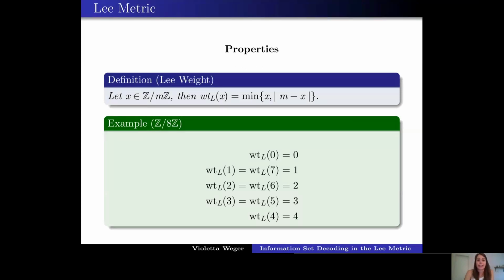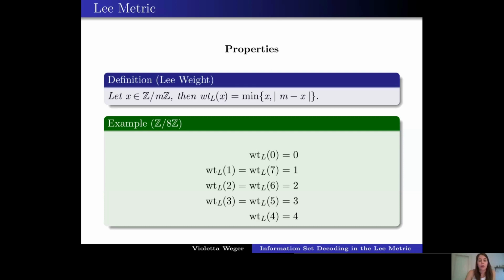So let us look at the Lie metric. You can define the Lie metric over the integer residue ring Z mod m. Now pick your representative between 0 and m minus 1, and then the Lie weight of x is defined to be the minimum of x and m minus x.